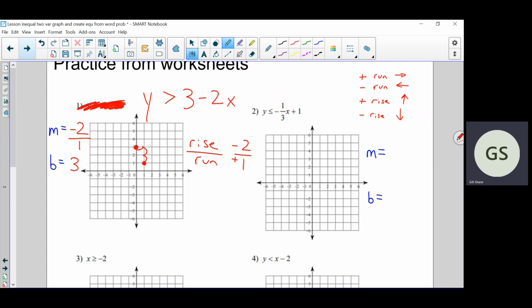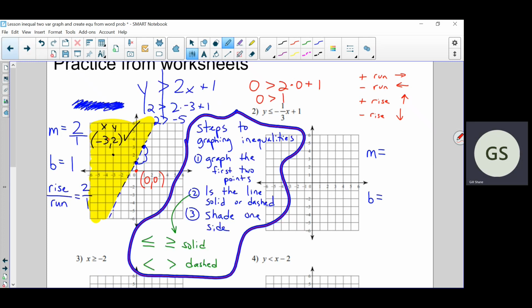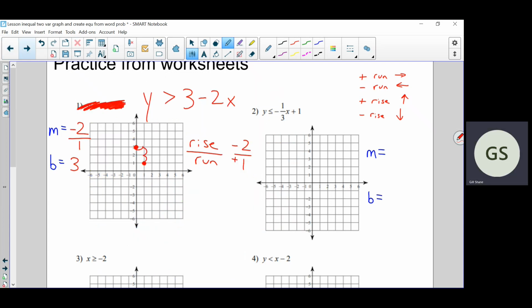From there, the second step's pretty easy. You should have this written down. If you don't, the second step just says, if it's one of these two symbols, make it solid. If it's one of these two symbols, make it dashed. So this symbol is one of these two, so it's going to be dashed. What does the dashed line mean?